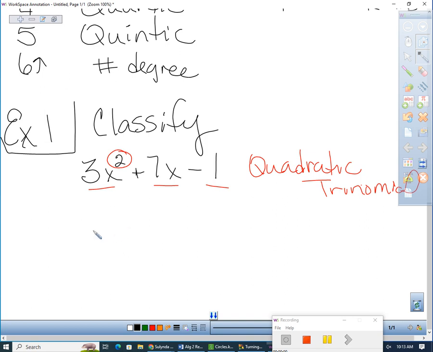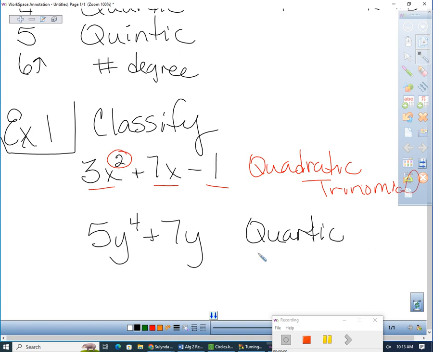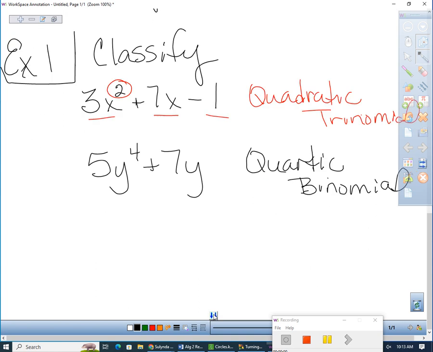So how about this one? What if I had 5y to the 4th plus 7y? My highest degree is a 4. What's the word for that? Quartic. And this only has 2 terms. So it's called a binomial. All right, what if I had 30?